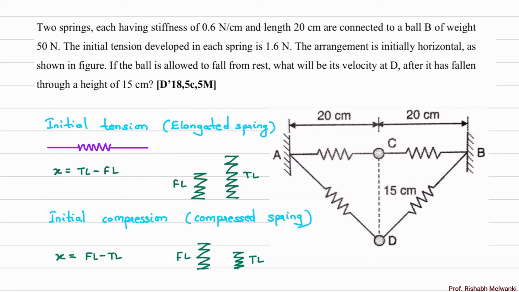Now if in the question instead of initial tension, initial compression is given, in that case what will happen? Spring is compressed. So this is free length of the spring and total length you can see it is reduced. Total length it is compressed. So this is the total length of the spring. So what will be the deformation of spring? It will be free length minus total length. This is the deformation of spring. Here, this is the deformation of spring in case of initial tension. So this concept we have to use now. So I'll write down few statements here.